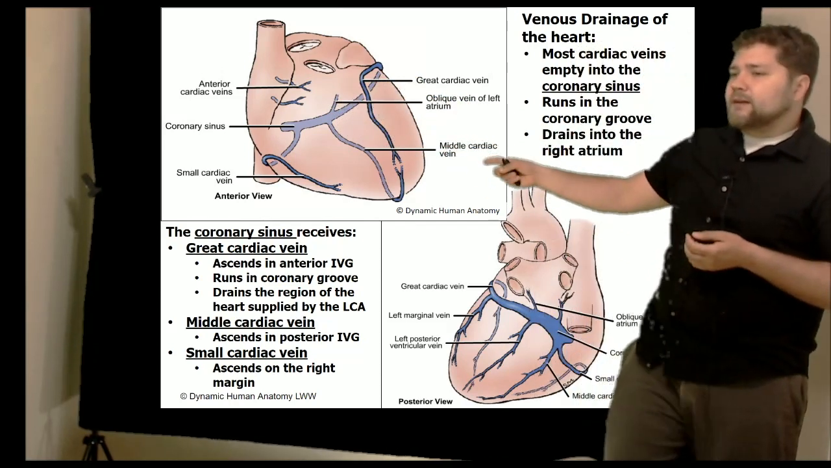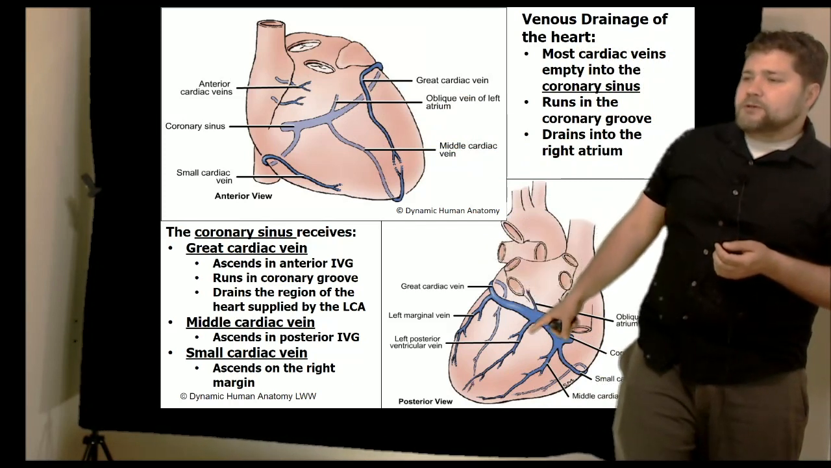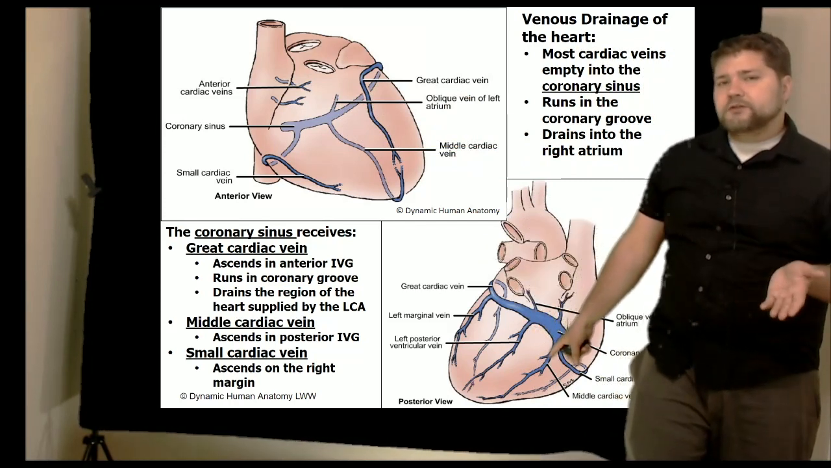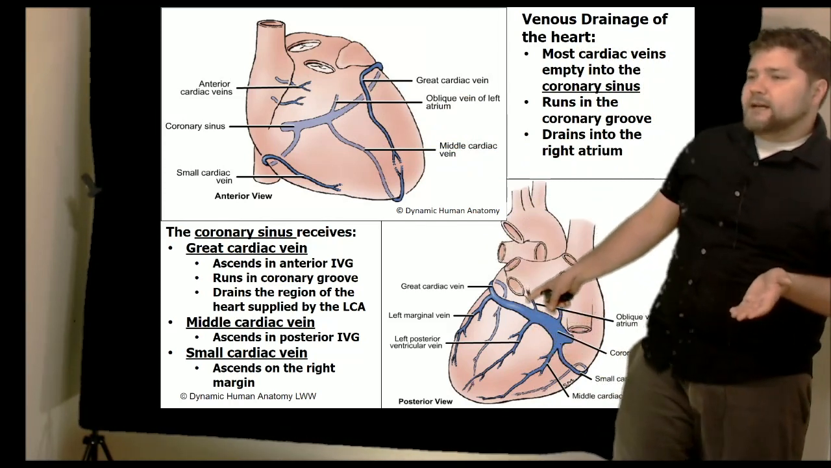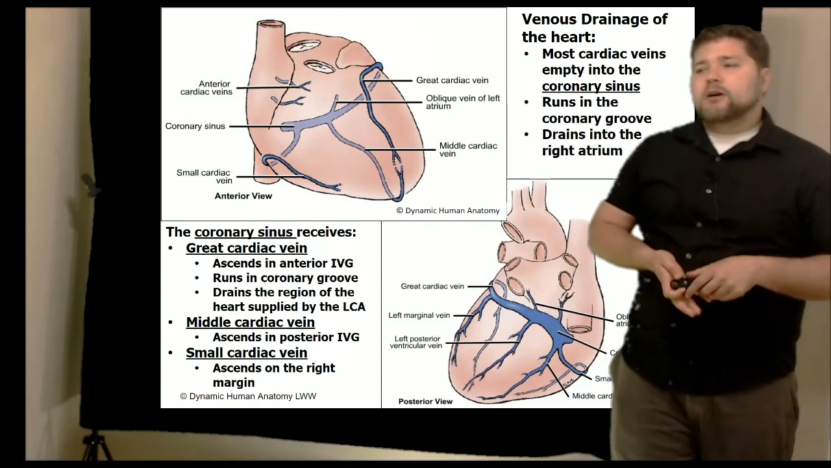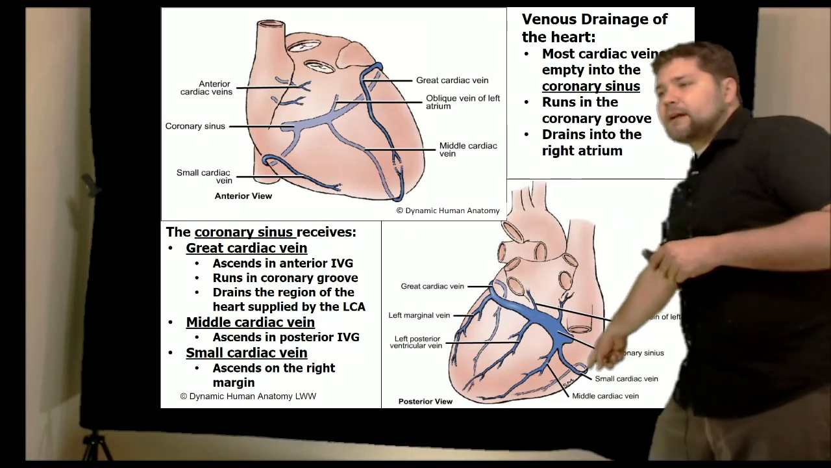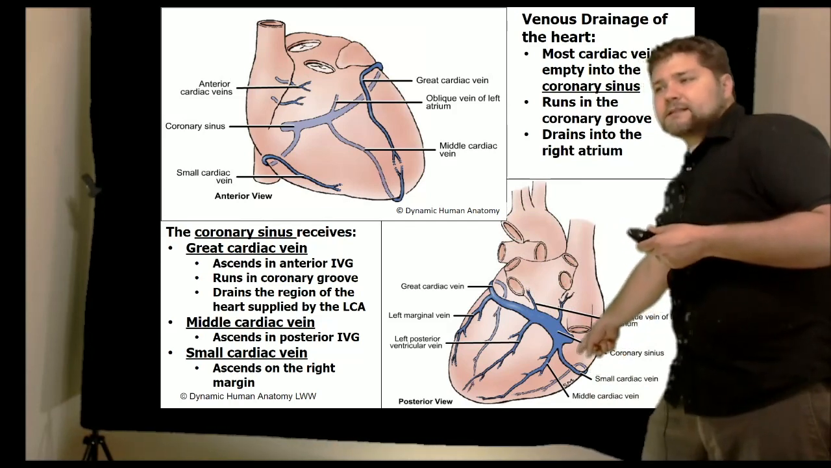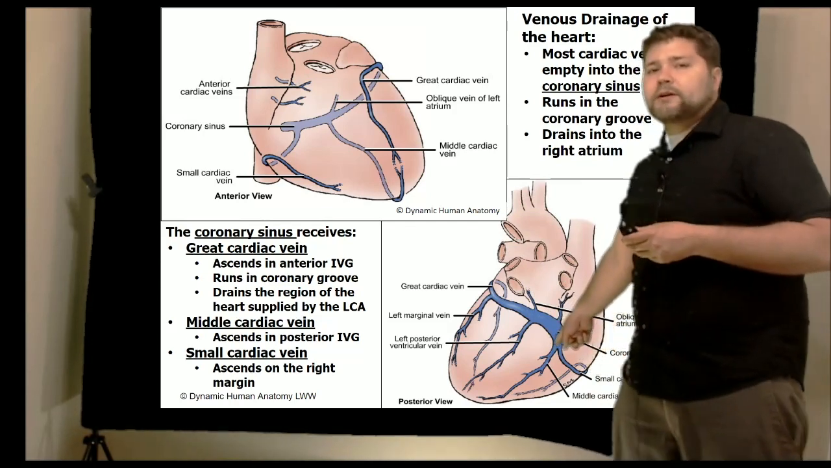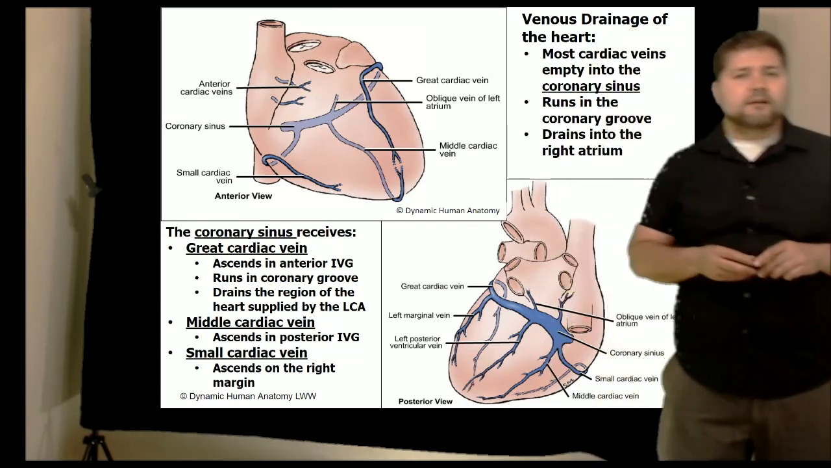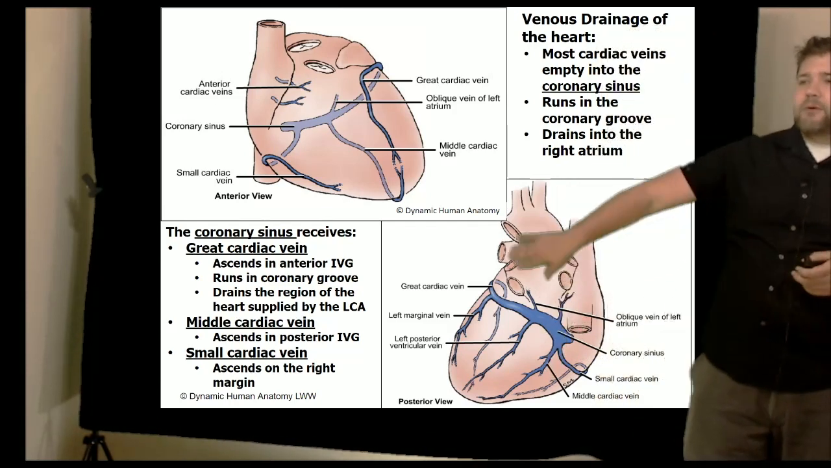The middle cardiac vein is going to be the vein that comes back from the posterior edge. So we saw the posterior interventricular groove. It's going to come up and feed into that coronary sinus. And then the small cardiac vein, you'll actually see arising on the opposite side, right where the right marginal artery should be coming. It's going to kind of loop in and hit the coronary sinus just before it enters into the heart.